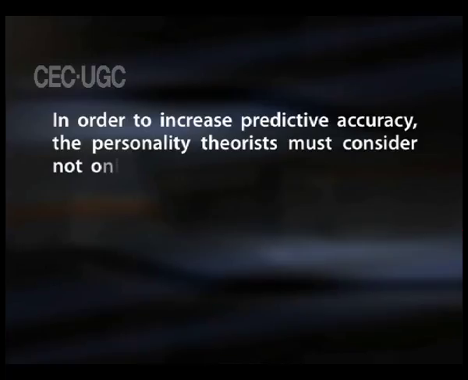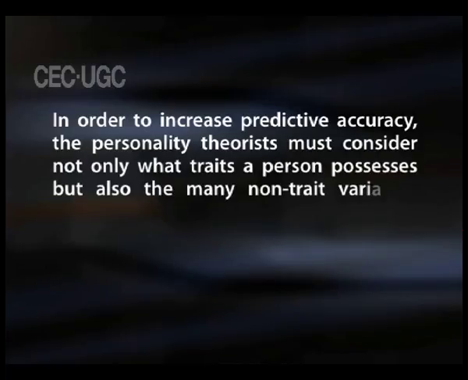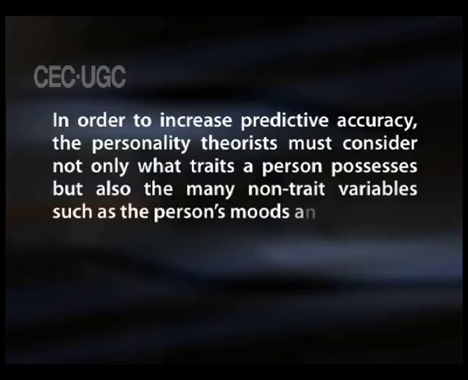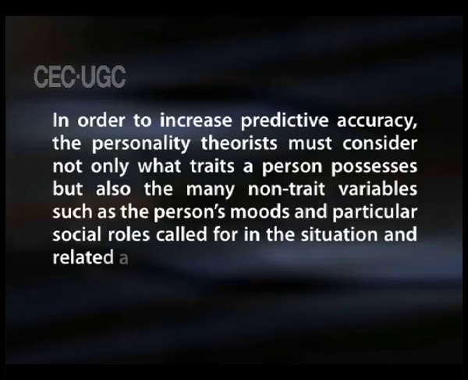Cattell also accepts that it is difficult to predict a person's behavior in a given situation. In order to increase predictive accuracy, the personality theorist must consider not only what traits a person possesses, but also the many non-trait variables such as a person's moods and particular social roles called for in the situation and related aspects. It is also necessary to weigh each trait according to its relevance to the situation in question.